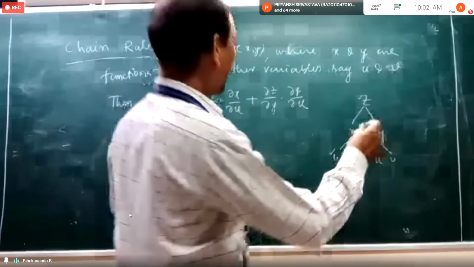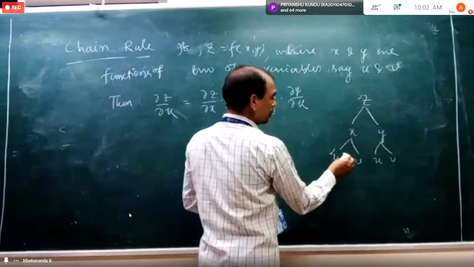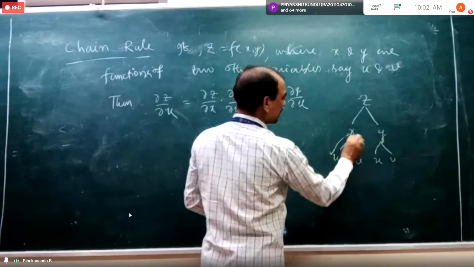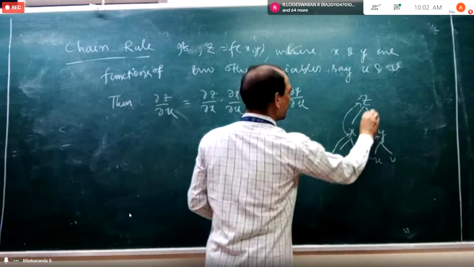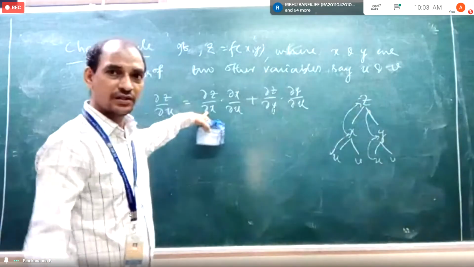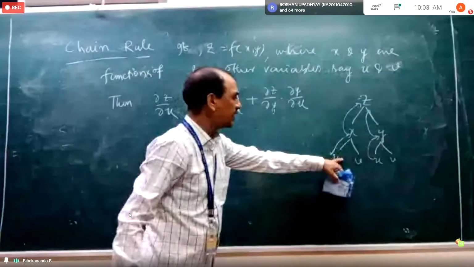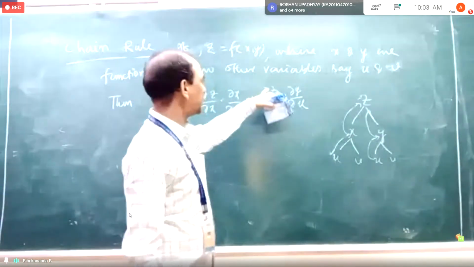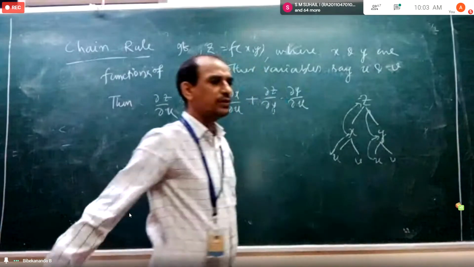Okay. So we are going to find the derivative of this z with respect to u. So we have to go through x and through y, following this relation. We have ∂z/∂x: z is directly related to x and x is directly related to u. Similarly, z is directly related to y and y is directly related to u.